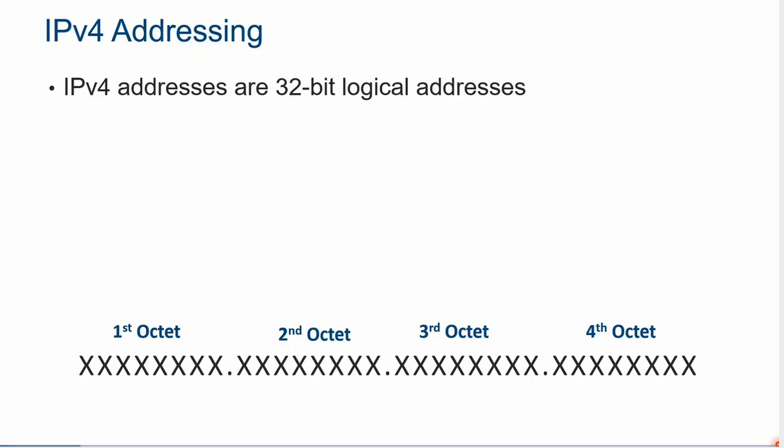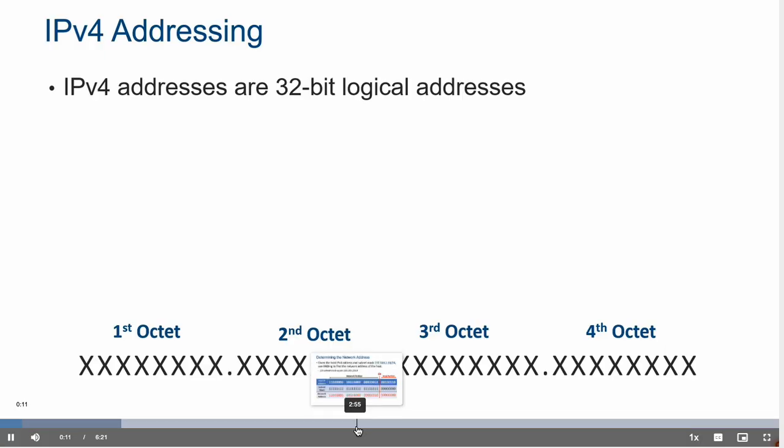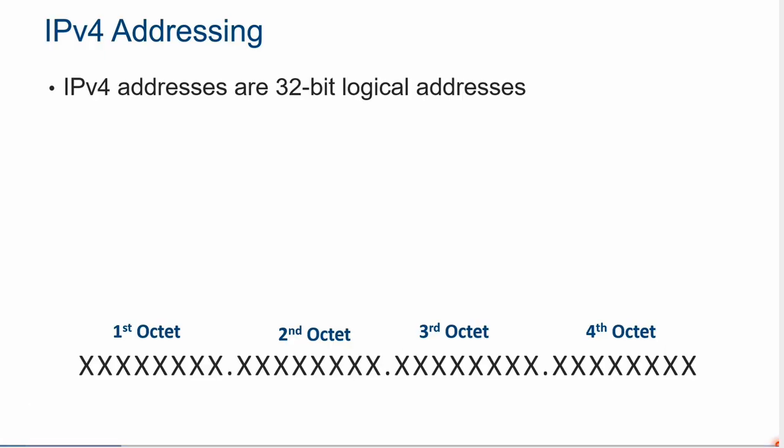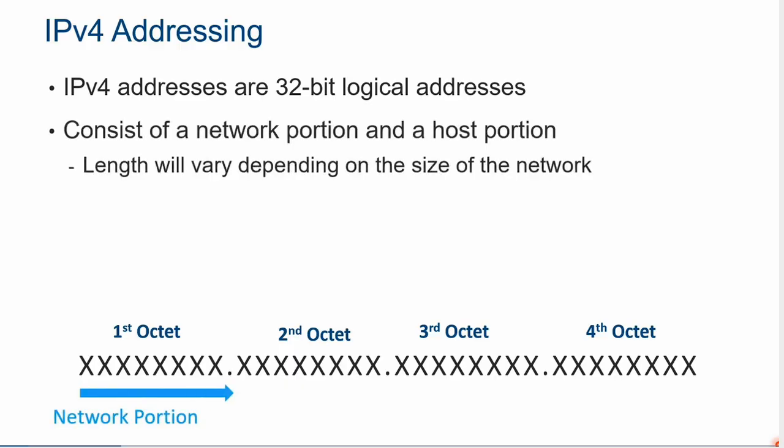All devices on an IPv4 network need a 32-bit logical address in order to communicate. This 32-bit logical IPv4 host address consists of a network portion or network ID on the left and a host portion or host ID on the right. The length of these depends on the size of the network.